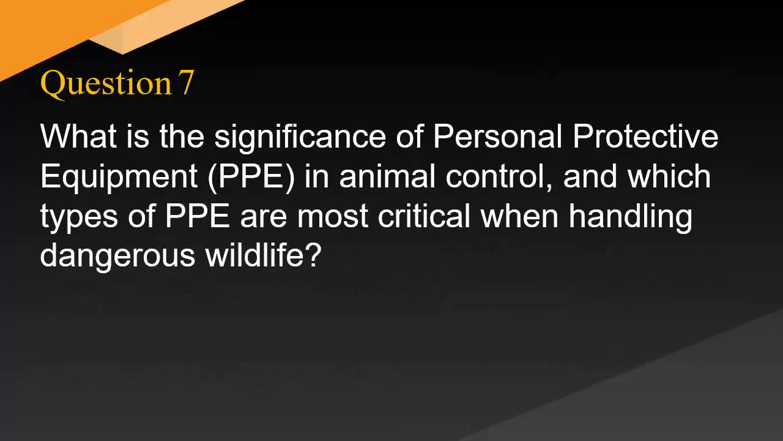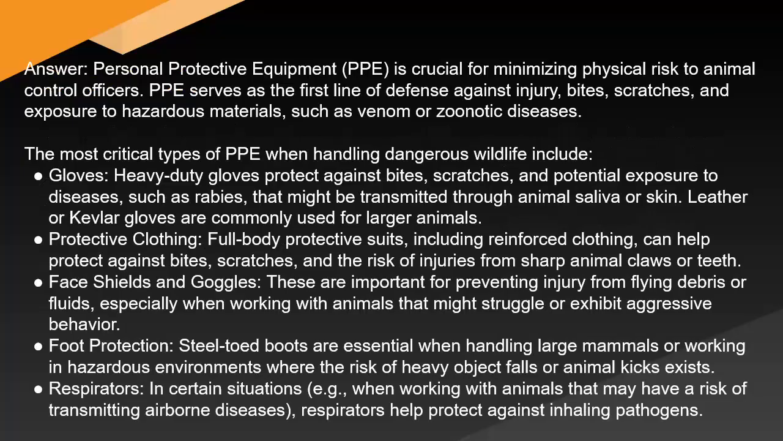What is the significance of personal protective equipment, PPE, in animal control, and which types of PPE are most critical when handling dangerous wildlife? Answer: personal protective equipment (PPE) is crucial for minimizing physical risk to animal control officers. PPE serves as the first line of defense against injury, bites, scratches, and exposure to hazardous materials such as venom or zoonotic diseases. The most critical types of PPE when handling dangerous wildlife include gloves.